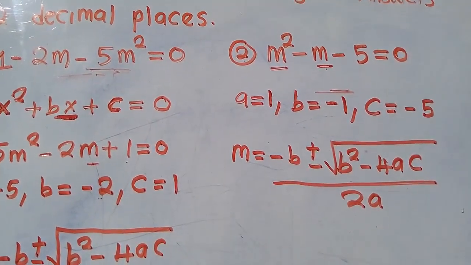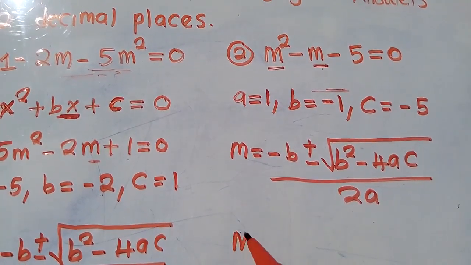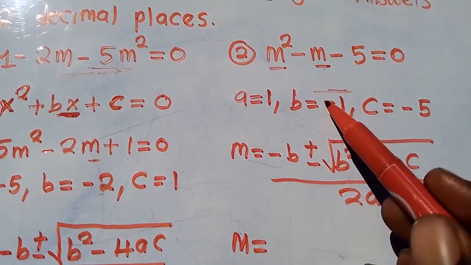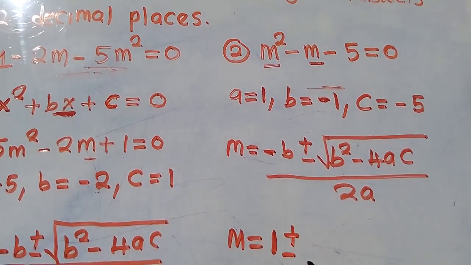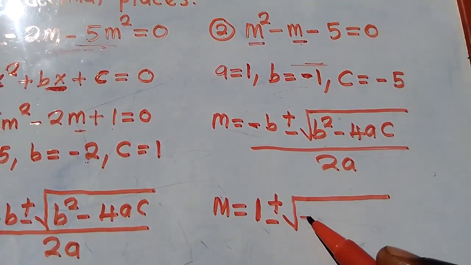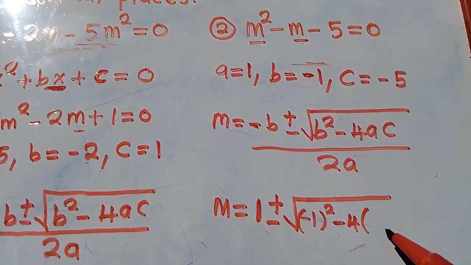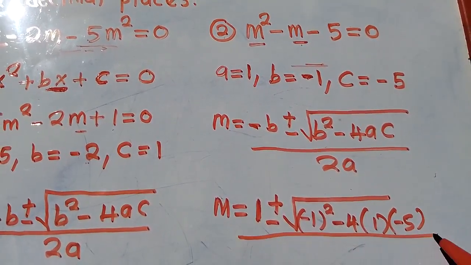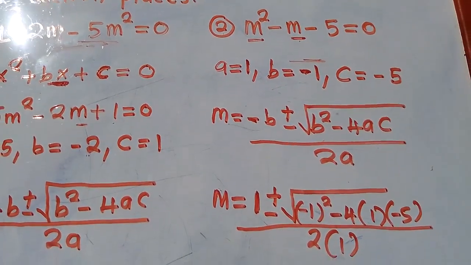Make sure you are able to follow this. You are able to understand each and every step. So you say m is equal to, what is your b? There is a negative there, and there is a negative here. So that is a 1. Plus or minus, what is your b? B is negative 1. So negative 1 squared minus 4. What is your a? My a is 1. What is your c? Negative 5, like this. Everything divided by 2 times 1.